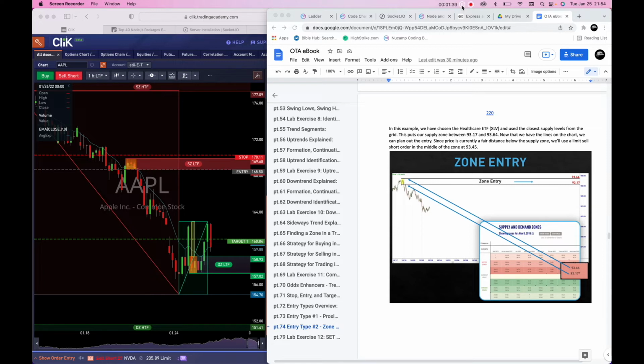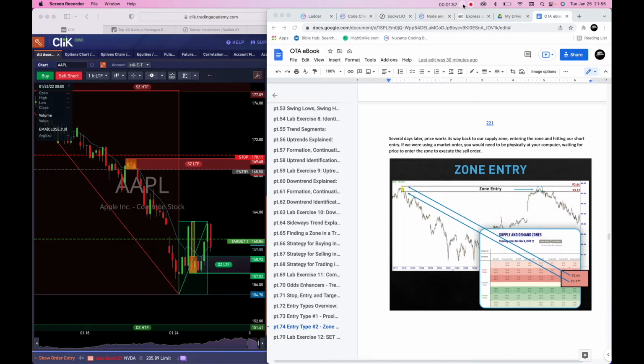Since price is currently a fair distance below the supply zone, we'll use a limit sell short order in the middle of the zone at $93.45. Several days later, price works its way back to our supply zone, entering the zone and hitting our short entry. If we were using a market order, you would need to be physically at your computer, waiting for price to enter the zone to execute the sell order.